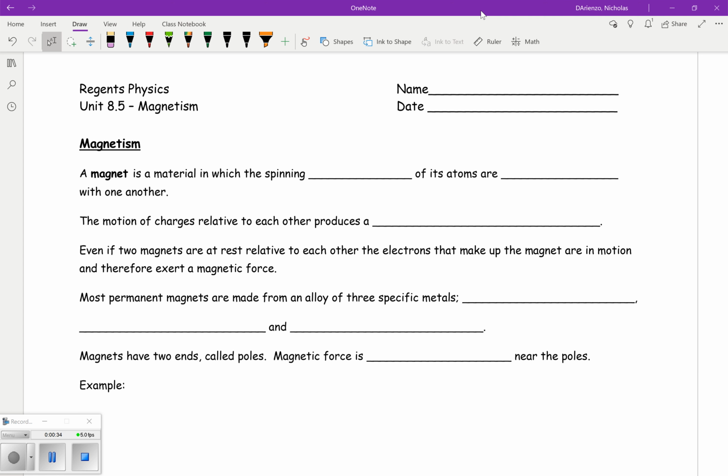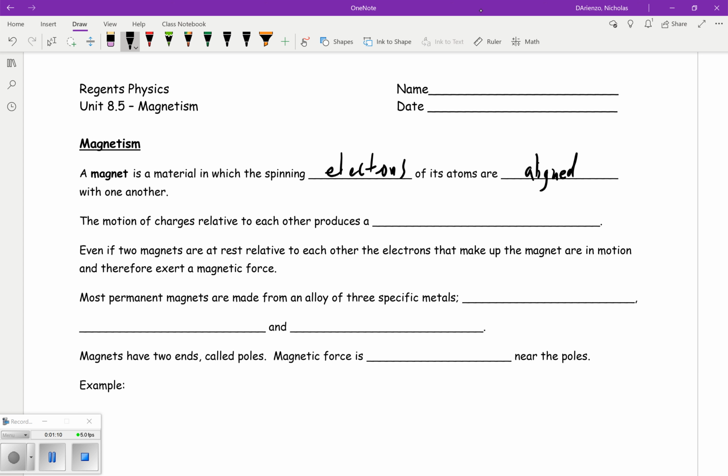So to start, we first need to know what a magnet is. A magnet is a material in which the spinning electrons of the atoms of the material itself are aligned with one another. So all of those electrons are spinning in the same direction.